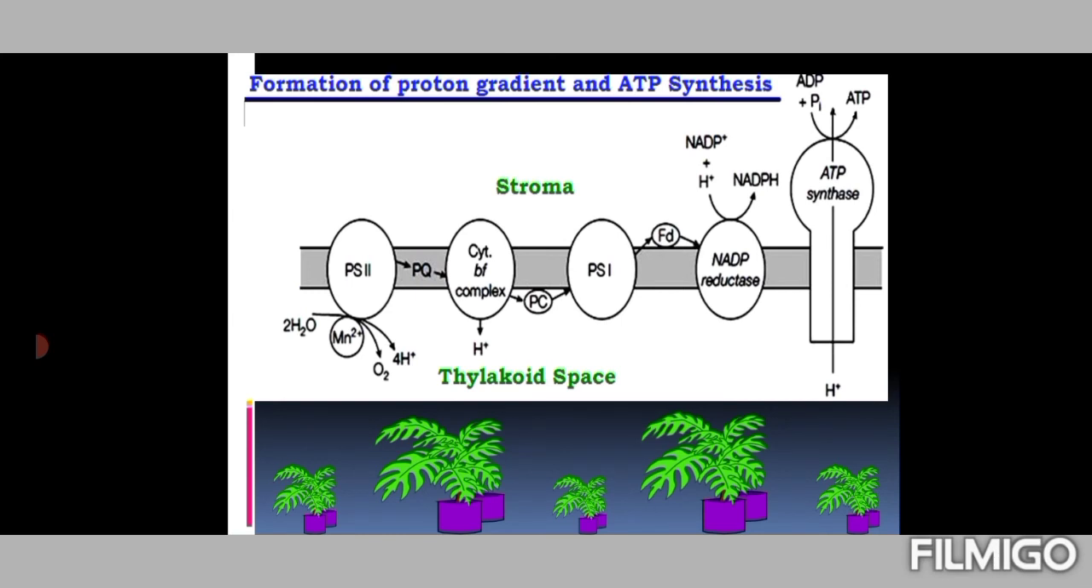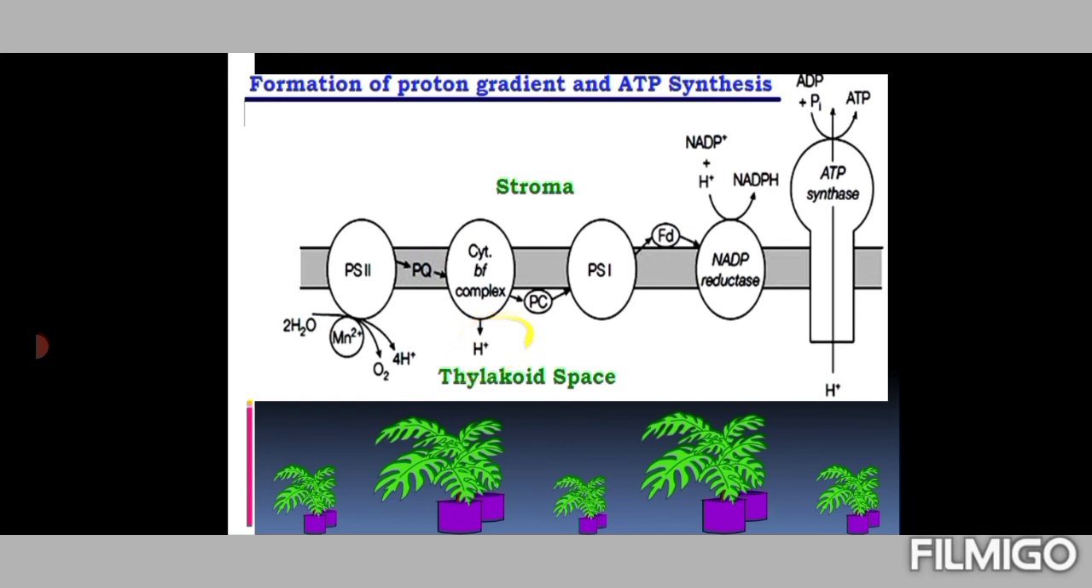This is a representation of the accumulation of H plus inside the thylakoid lumen, or thylakoid luminal space. This is the membrane which differentiates the stroma from the thylakoid space, and it is inside the thylakoid space that H plus accumulates. This is photolysis, and after photolysis whatever H plus is released goes to the interior of the thylakoid space. So that is accumulation of H plus.